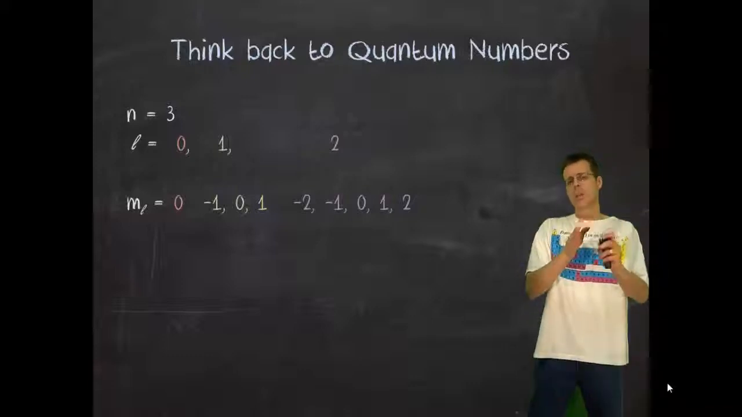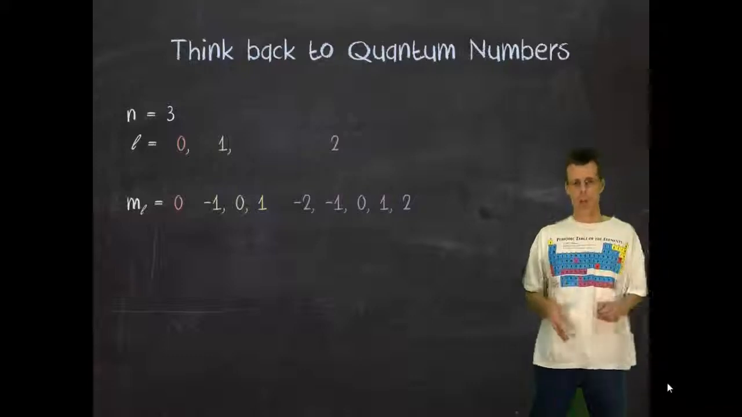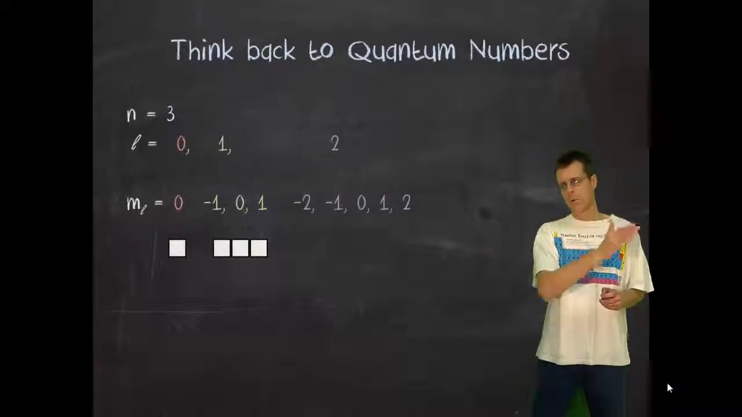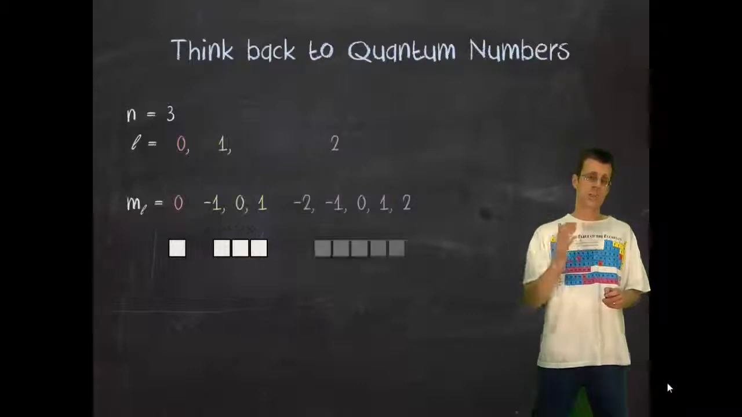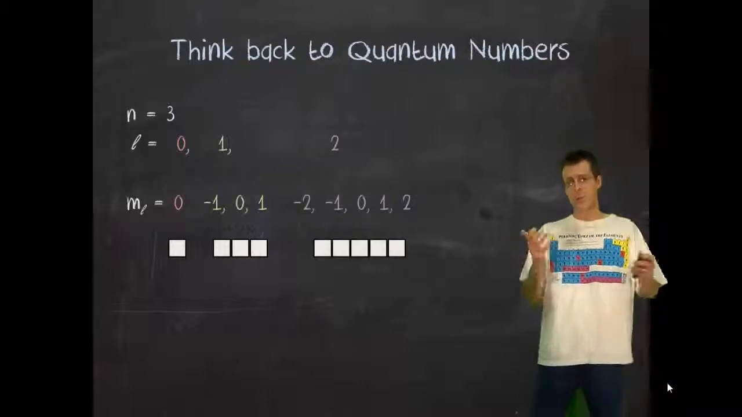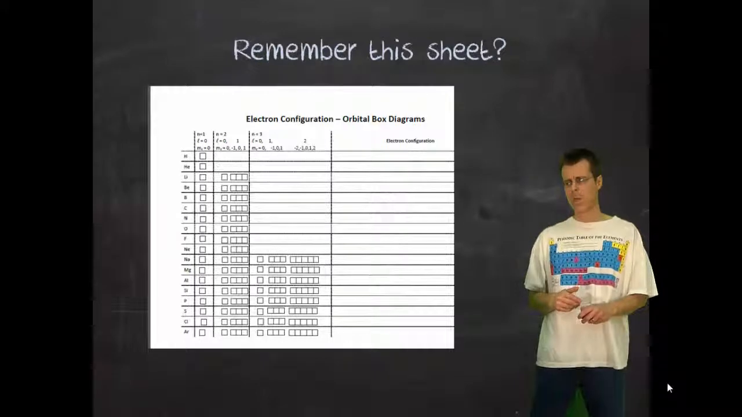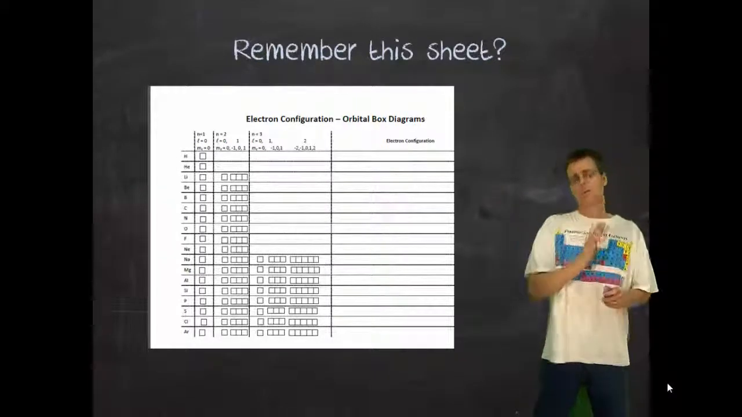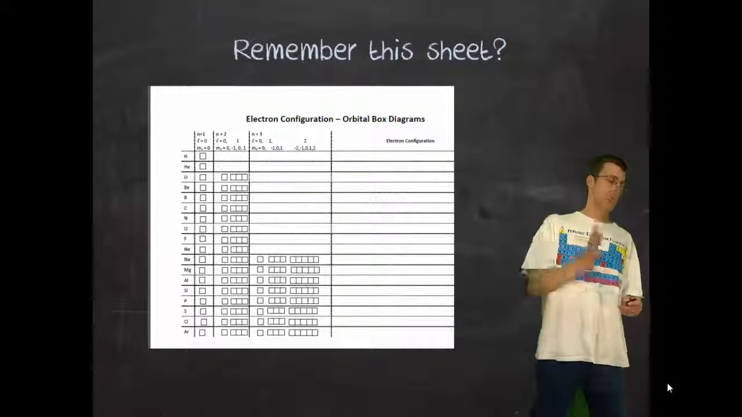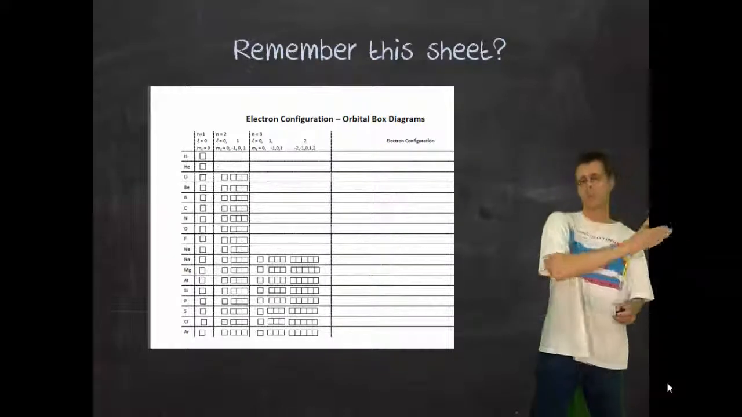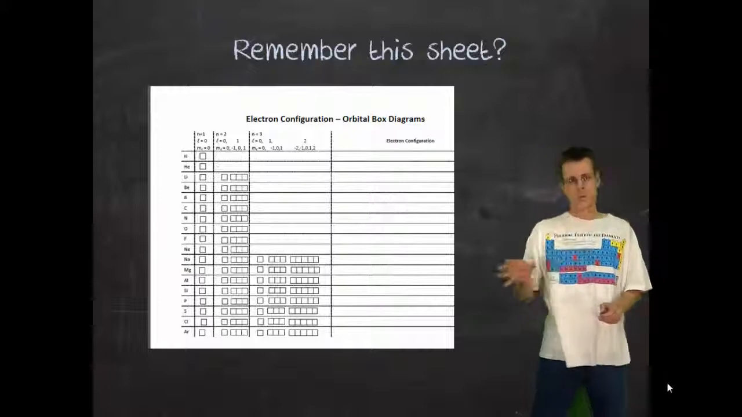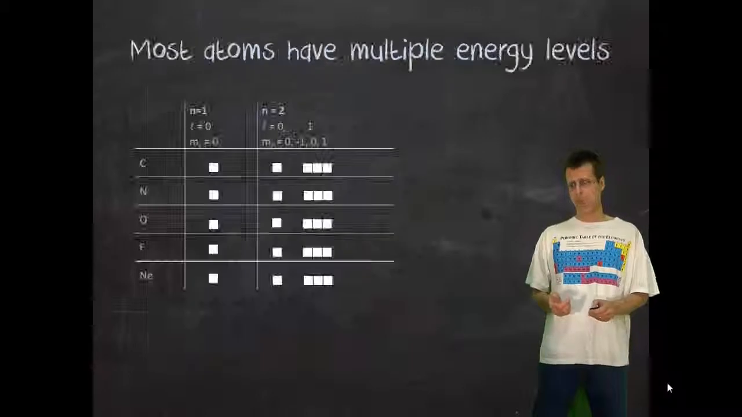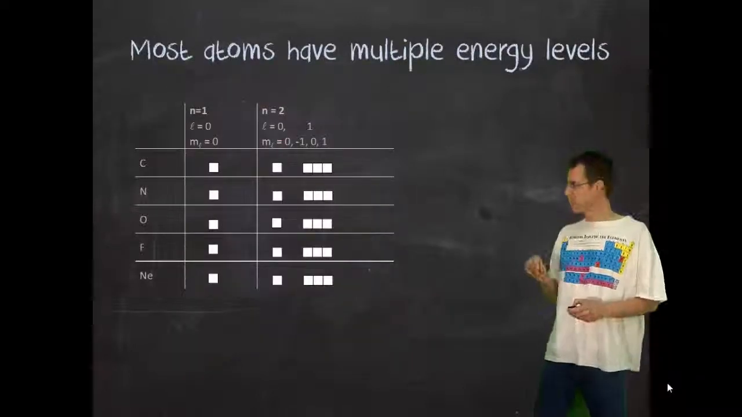And then what we did was we took each one of those sets of numbers and we said, let's draw a box. So 1 box for the first, 3 boxes for each one of those 3 orientations, and 5 boxes for L equals 2 with 5 possible orientations. And then we started to fill in this page using arrows to represent our electrons. And every time we did it, we started with the first electron in the first box and we worked our way up. Sometimes we filled most of the boxes, sometimes we only filled a couple of the boxes. Let's zoom in on a bit of that for a minute.